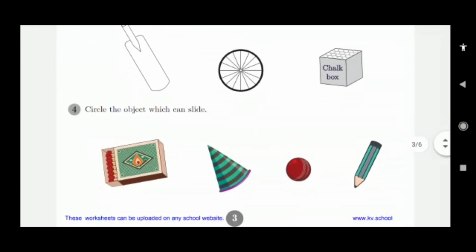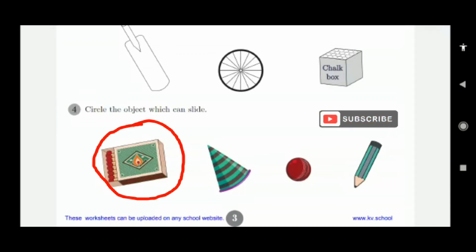Then fourth one, circle the object which can slide. Here slide means put a tick mark or put a circle around it. Okay. So this is what? A matchbox. It can't roll. It slides. So put a circle around it. And this is what? Cone.